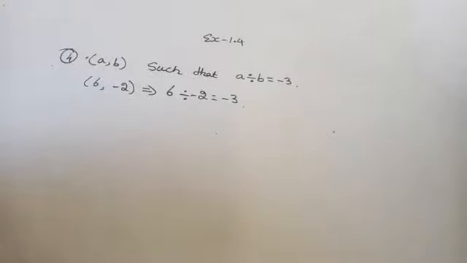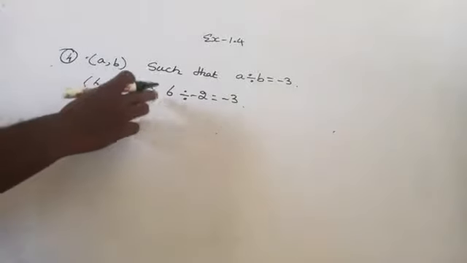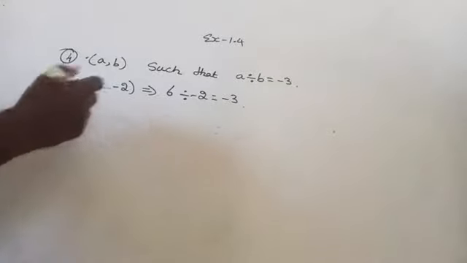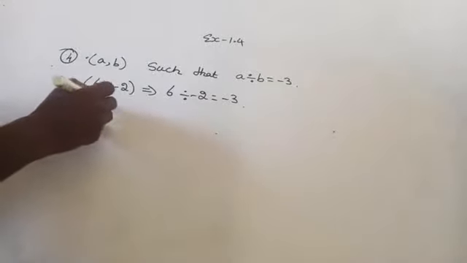Write 5 pairs of integers a comma b such that a divided by b equals minus 3. One such pair is 6 comma minus 2. That means it gives us 6 divided by minus 2 is what? Minus 3. Am I right here? So you have to write 5 more pairs.